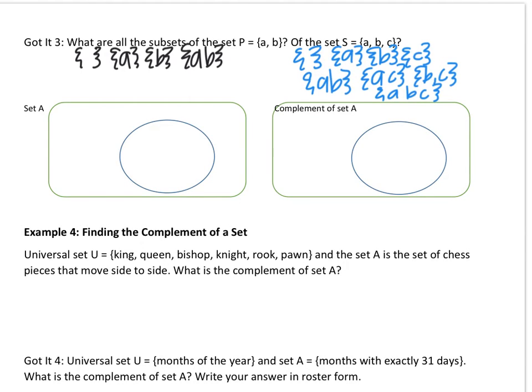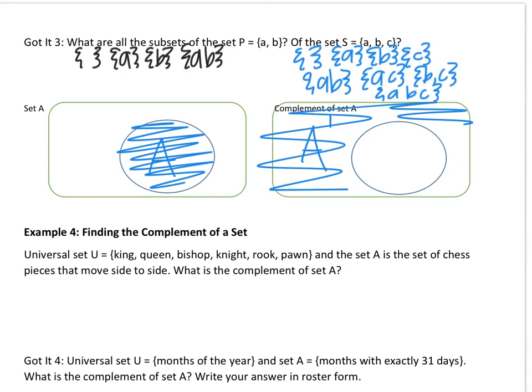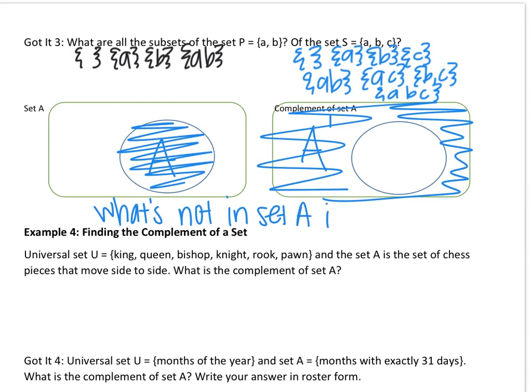Okay, now let's talk about the complement of a set. If I've got set A here, then the complement of set A is out here. So if this is set A, then the outside of it is the complement of set A. So it's what's not in the set. And the way you write A complement is you put A apostrophe.